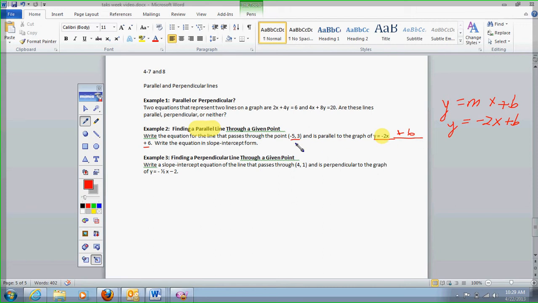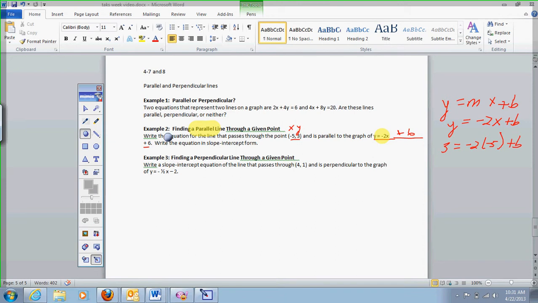negative 2. Now I have a point, and I'm going back to what I did earlier in the day. I have y equals negative 2x plus b. I can sub y for y and x for x and solve for b. Y is 3. 3 equals negative 2 times x, which is negative 5, plus b. And I can solve for b now. So I have 3 equals negative 2 times negative 5 is positive 10 plus b. Subtract 10 from each side.